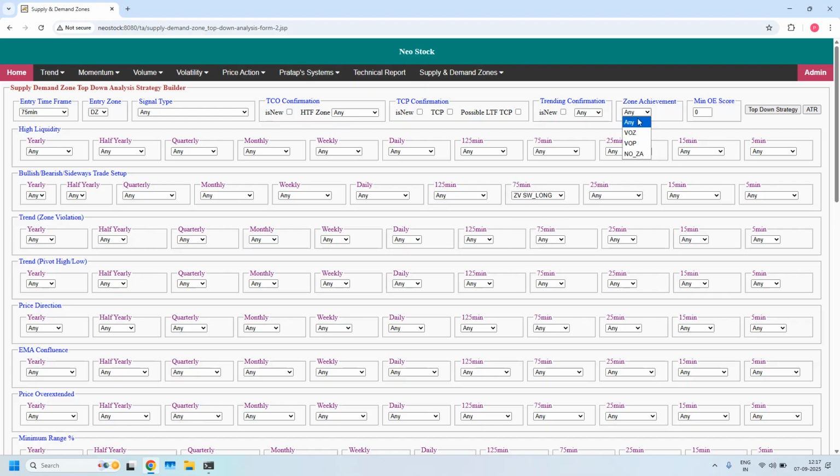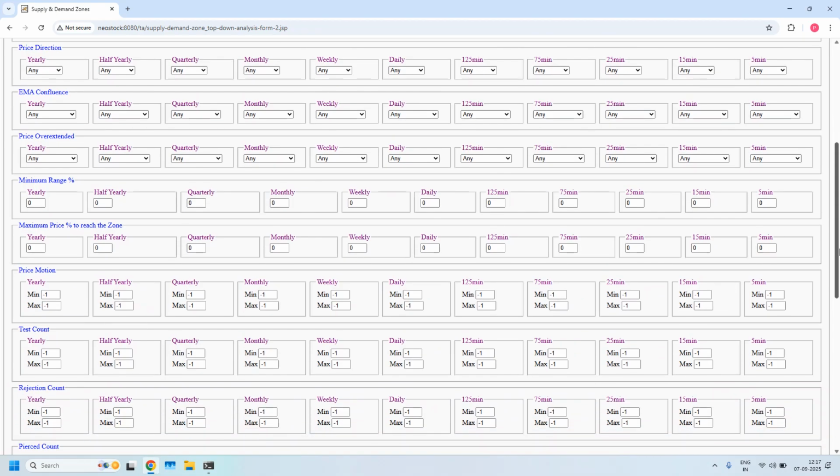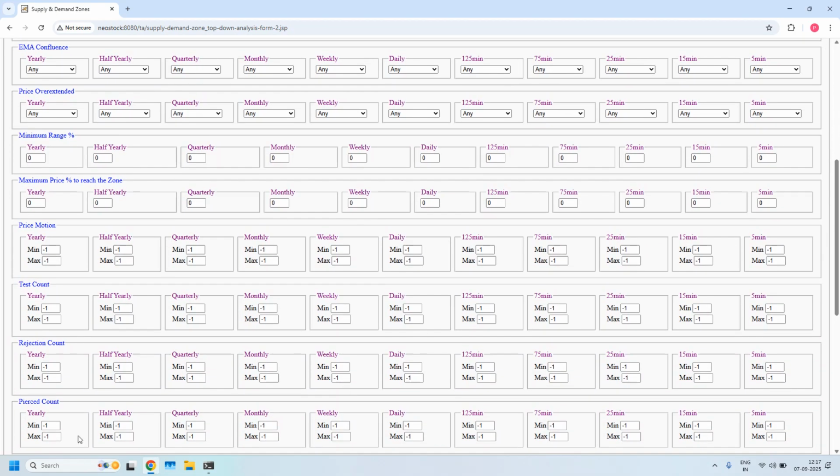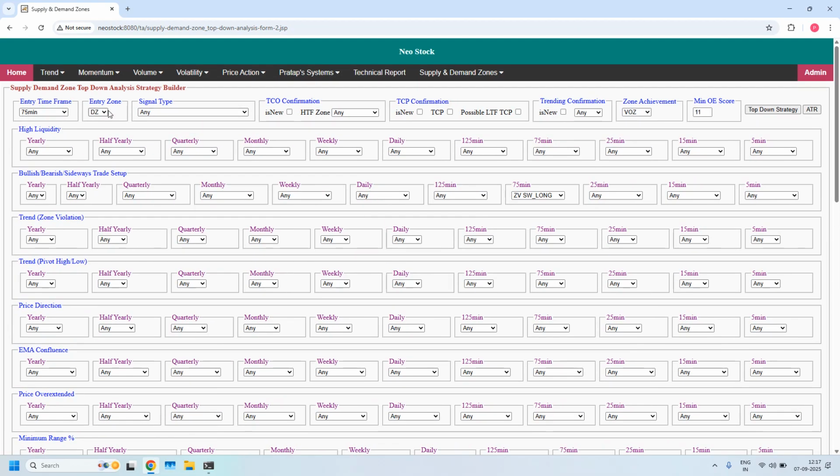And zone achievement violated opposing zone. Minimum odd enhancer score 11 for sideways. And third filter, this 75 minutes demand zone should not be pierced. So in the pierced count parameter, at entry time frame 75 minutes, I am entering the minimum value 0, maximum value 0. It indicates this 75 minutes demand zone should not be pierced.